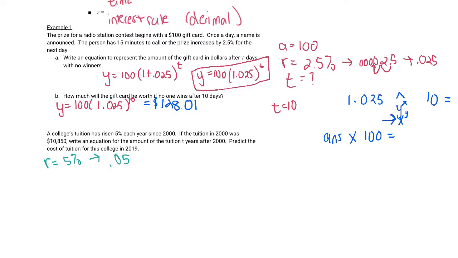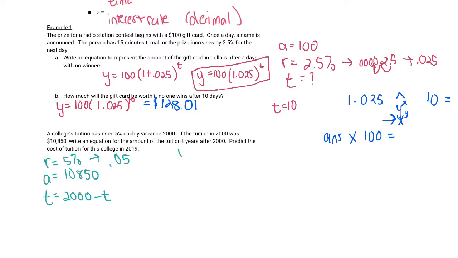Each year since 2000, if tuition in 2000, this is going to be our initial value, was 10,850, write an equation for the amount of tuition T years after 2000. Well, T is not just going to be a year. You can't just put 2020 in here. That's the year that it is right now, in case you missed that. But it is going to be years since 2000. So 2000 minus whatever this year is what that's going to be.